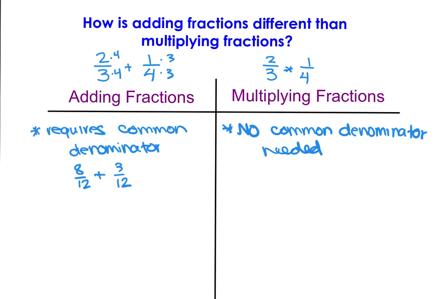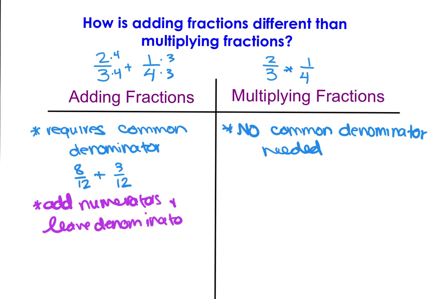Then from here, when we are adding fractions together, what we do is we simply add the numerators and leave the denominator alone. We don't change it. They stay in twelfths. So in the case of this problem, we will add the numerators across the top, so we'll get 11 over, leaving the denominator alone, 12.